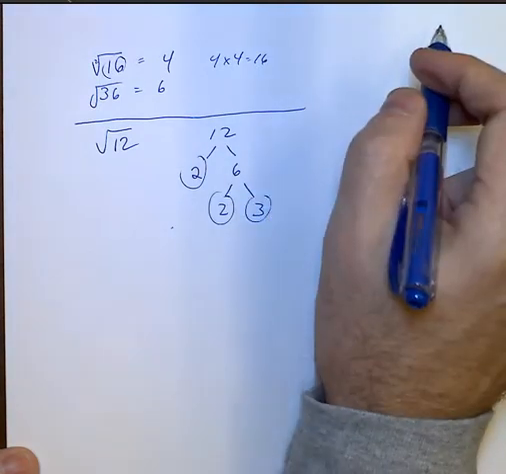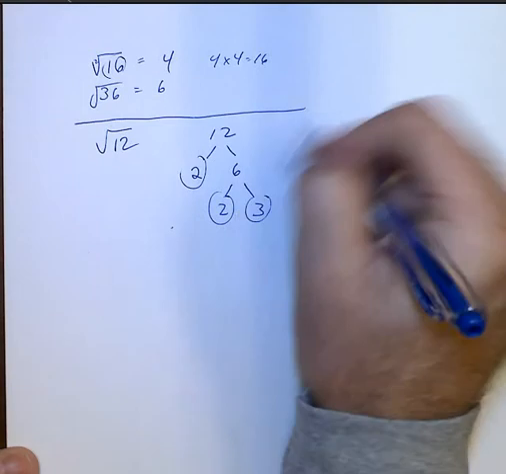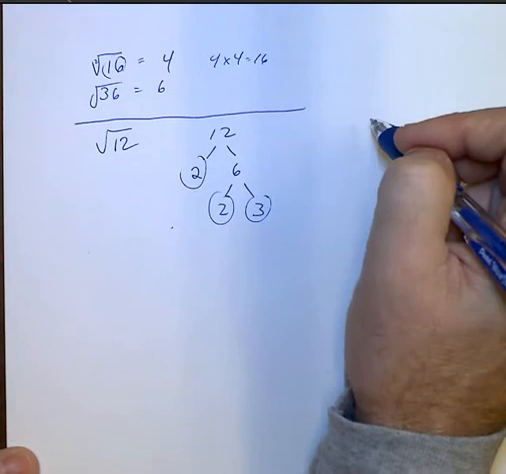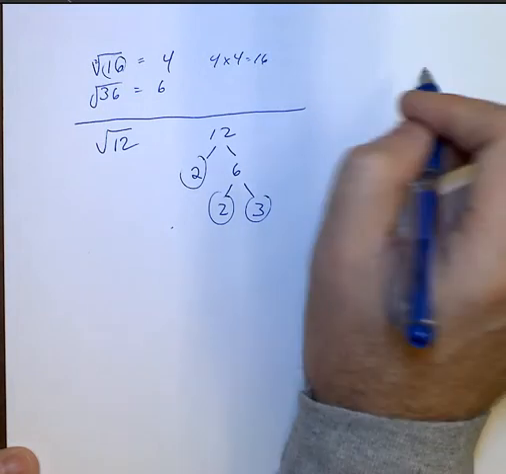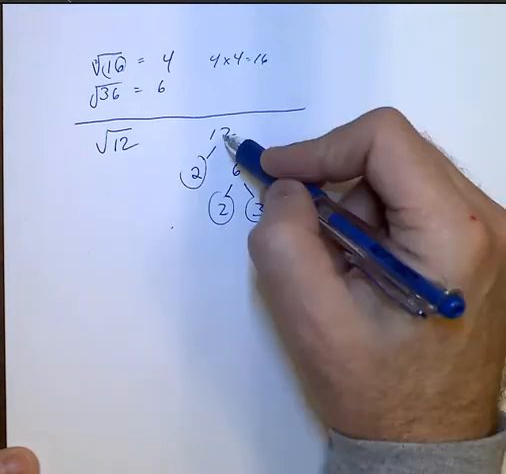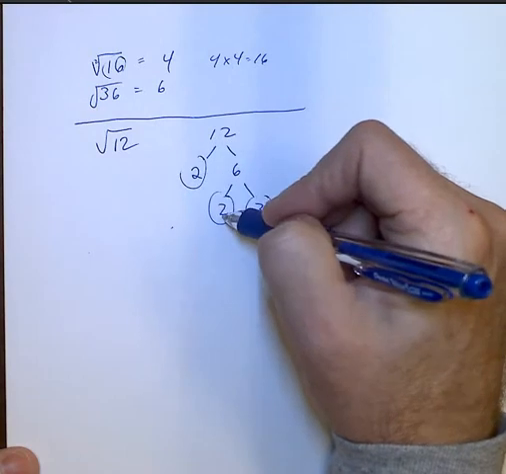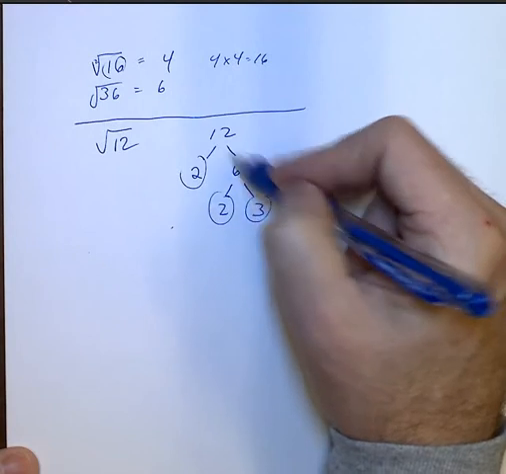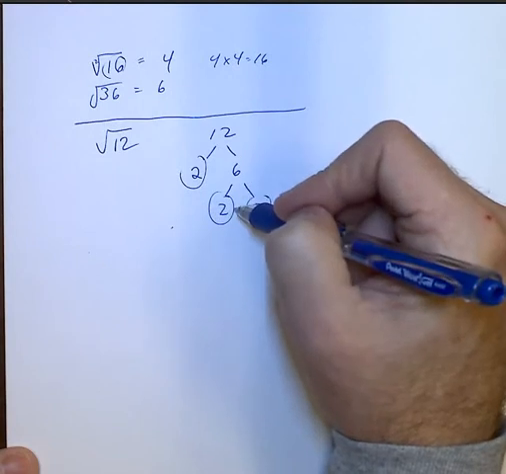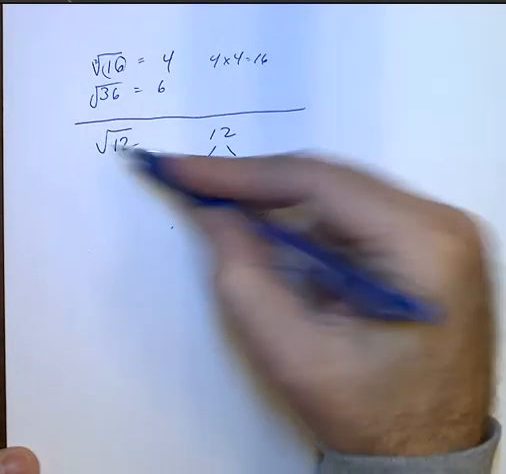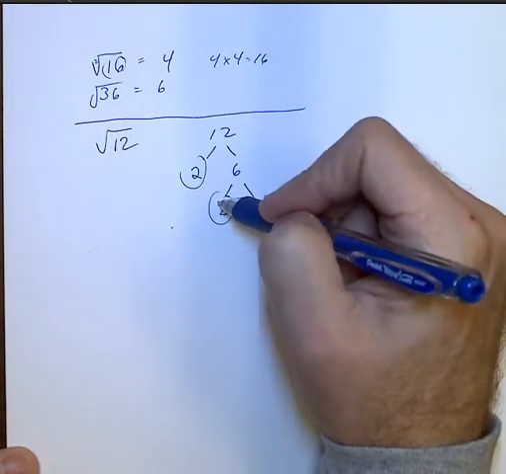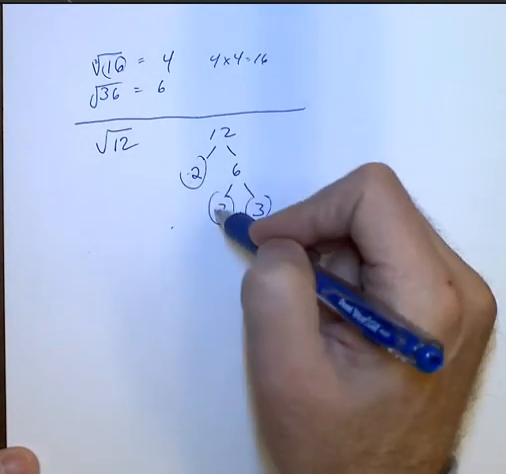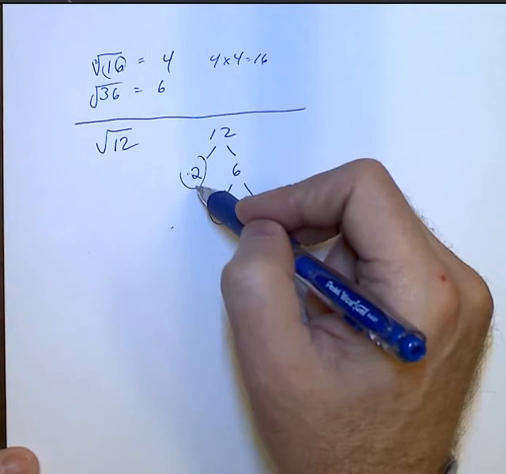Once you take it all the way down as far as you can go, meaning 2s and 3s or 5s and 7s, prime numbers, when all your leaves are prime, you're done. And notice that 12 is the same as 2 times 2, which is 4, and 4 times 3 is 12. So here are my outermost leaves, so I'm done making my tree. When you're done making your tree, because we're talking square roots, look for pairs of numbers that match. In this case, I have a pair of 2s. And every time you have a pair, you can take it out of the radical.